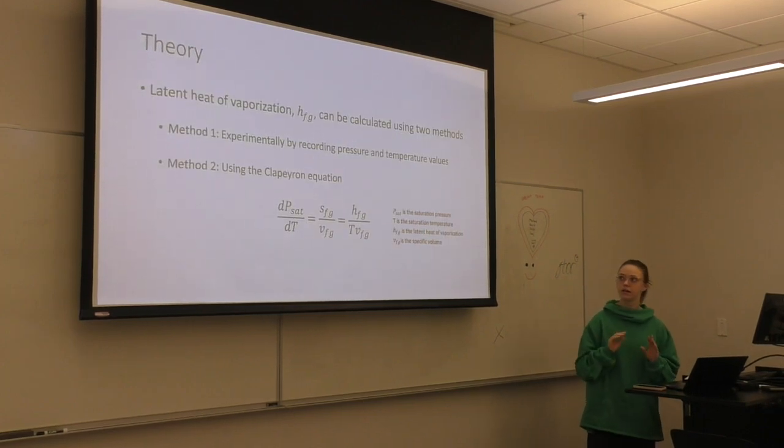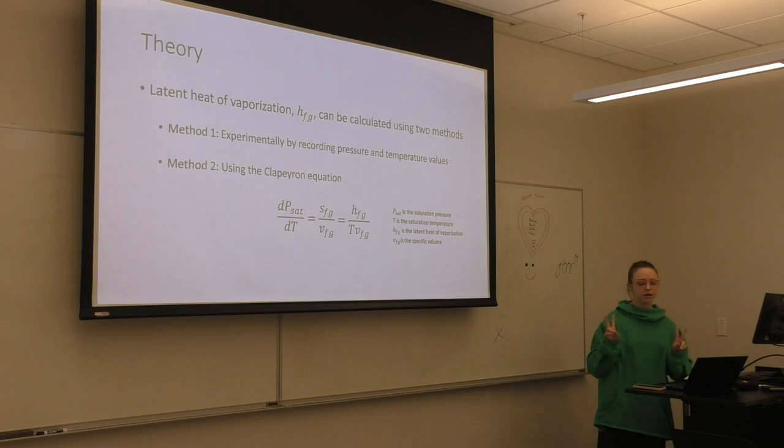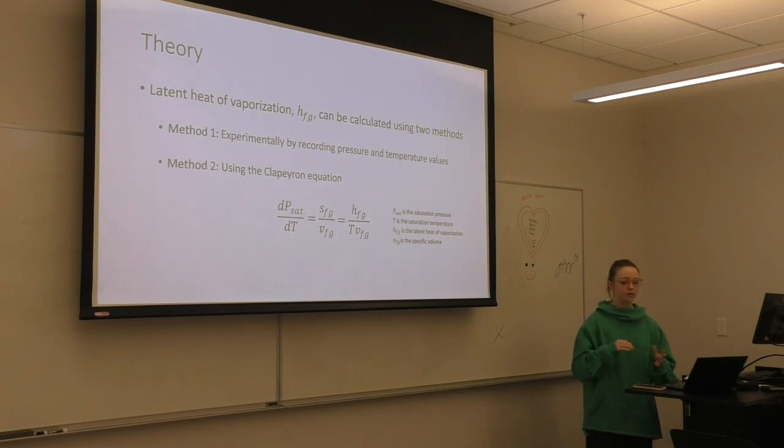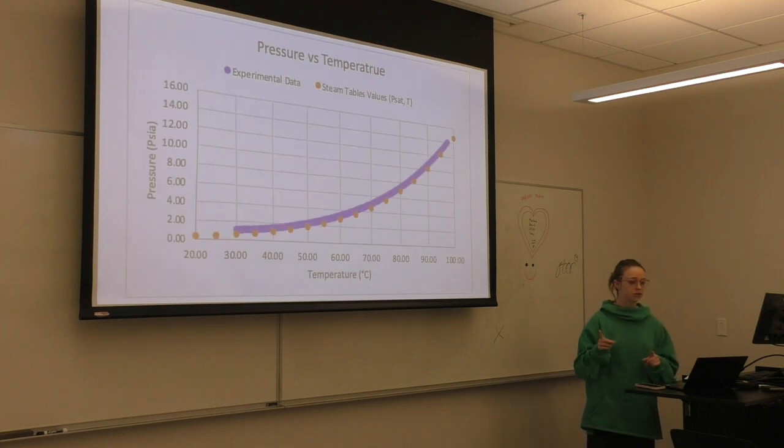So the theory behind this is that the whole objective was to find the latent heat of vaporization, which is hfg, and it can be calculated in two methods. One is what we did in the lab. We experimentally got measurements of pressure and temperature values using the Clapeyron equation, which is the derivative of saturation pressure over saturation temperature, which is equal to sfg over the specific volume, which is equal to latent heat of vaporization over the specific volume. So the first thing that we were tasked with was to simply just graph our results and also graph the tabulated values from the steam tables, which, as you can see, they have similar slopes, but they're not exactly the same.